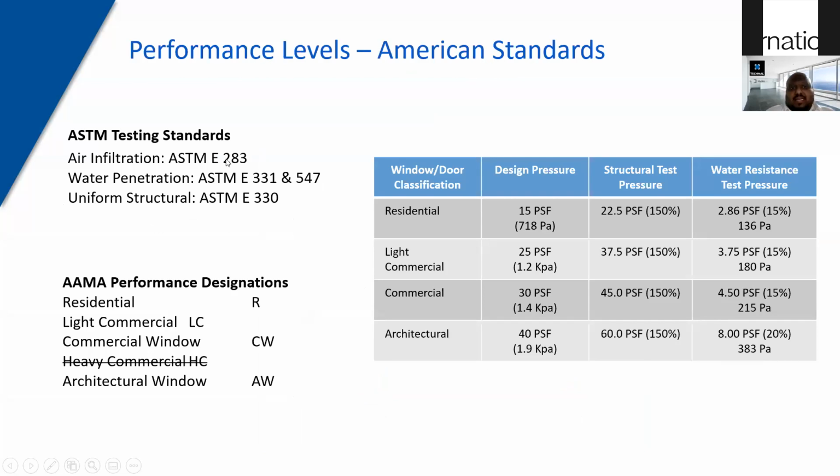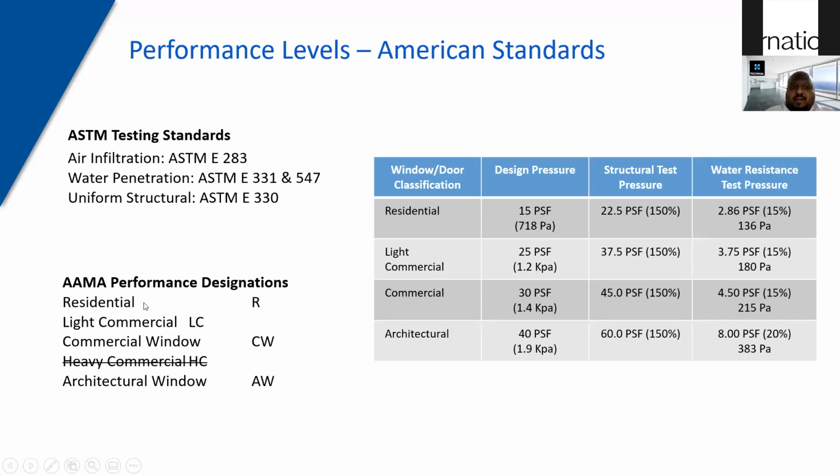Let's look at ASTM standards, because in the Middle East, we follow ASTM a lot, especially in markets which are governed by a lot of influence from the American standards. So we have, for air infiltration, ASTM E283. In water penetration, we have ASTM E331 and E547 for static and dynamic, and for uniform structural, ASTM E330. So this is something which you need to define in your specification. Otherwise, the contractor is going to just blindly give you a curtain wall which suits his whims and fancies.